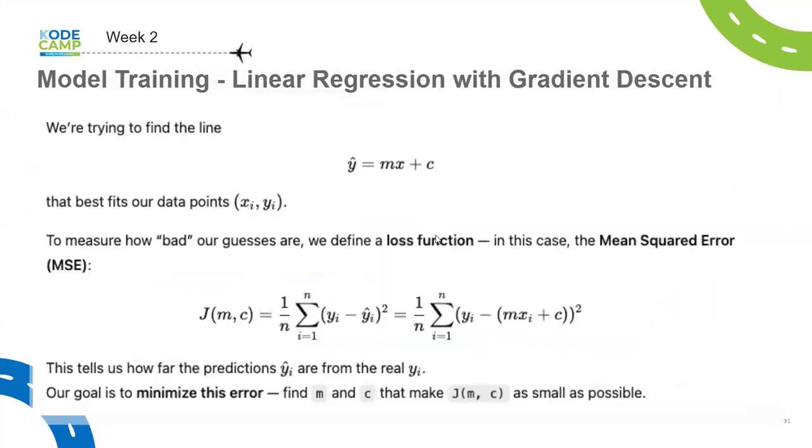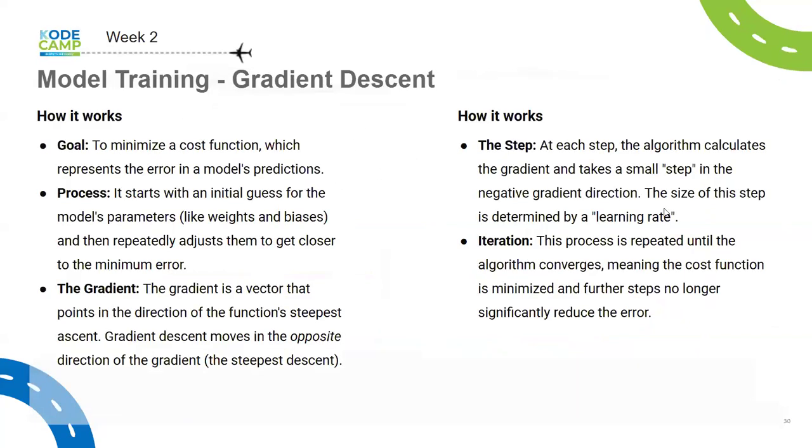Okay, so all of this is basically just verbalization of what I have explained. In gradient descent, the goal is to minimize the cost function, which represents the error in the model's prediction. You start with an initial guess. You can ask the question, what value do we start with for the parameters? We start with an initial guess for the model's parameters. You can start with zeros, even though I don't really recommend starting with zeros. You start with random numbers, okay?